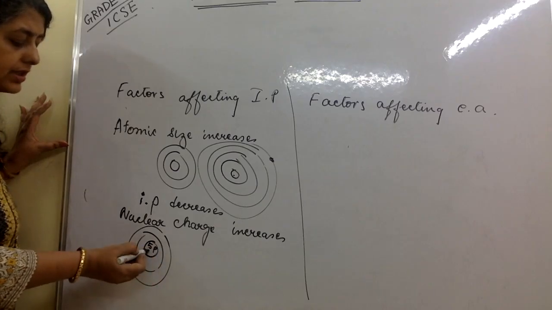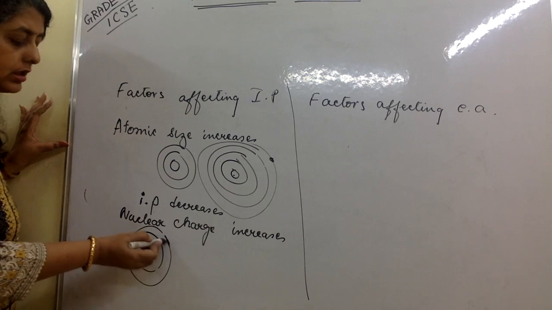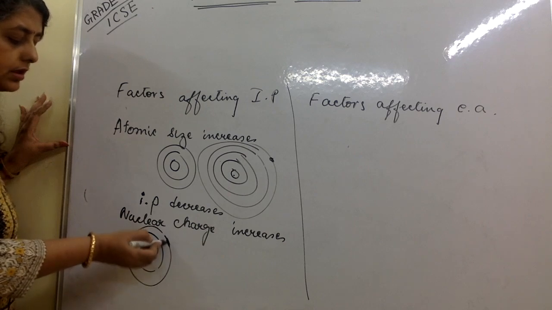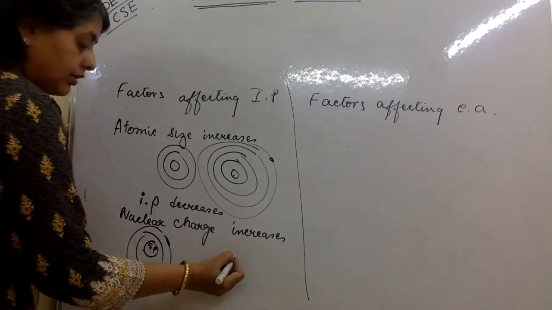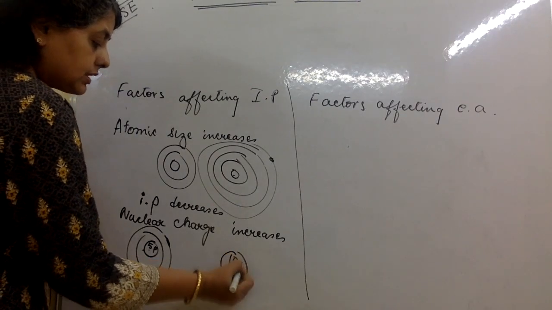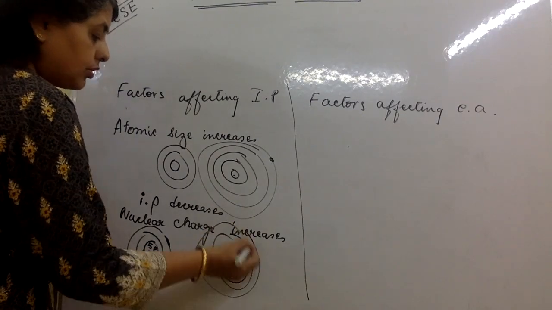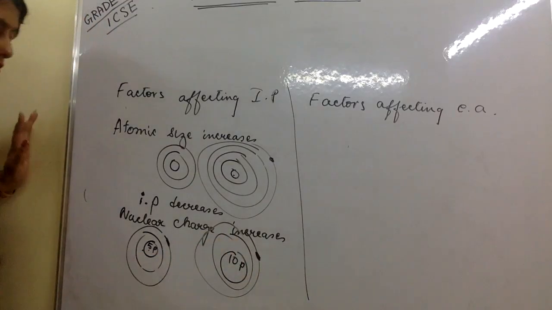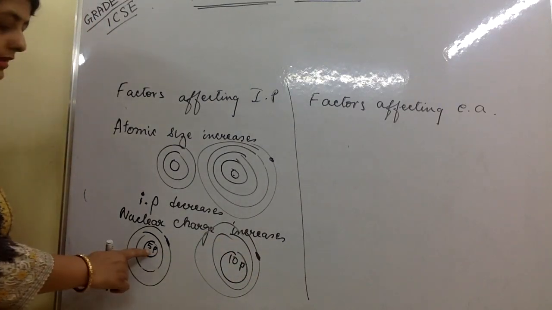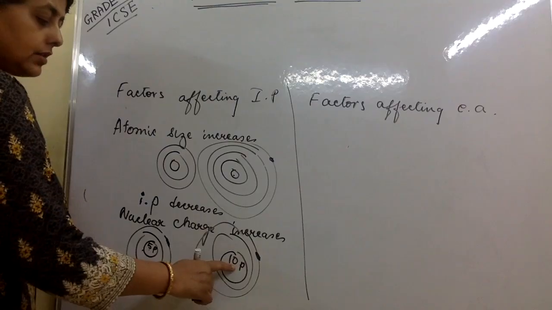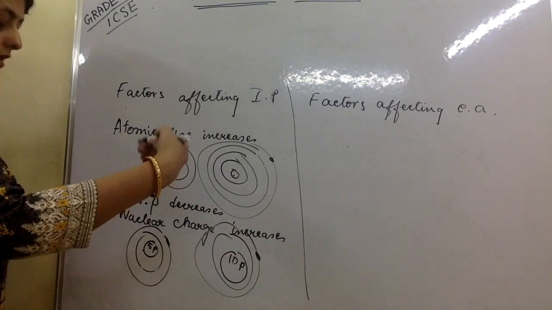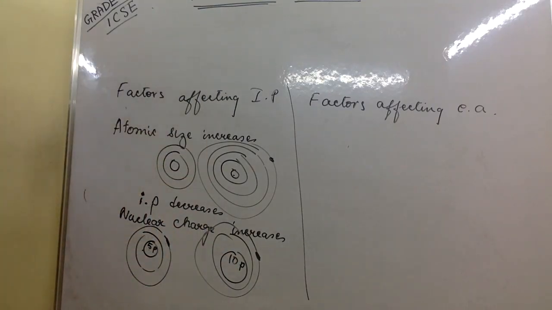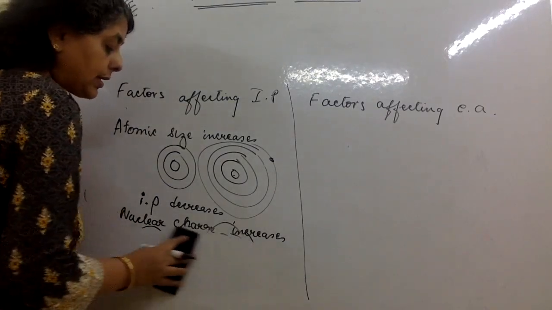If nuclear charge is increasing, the pull on the electrons over here is more. Now if there are 10 protons here, naturally the pull on the electrons over here will be more than this. So the pull here is lesser. When the nuclear charge increases, the pull on the outermost electrons increases. And so now what happens?